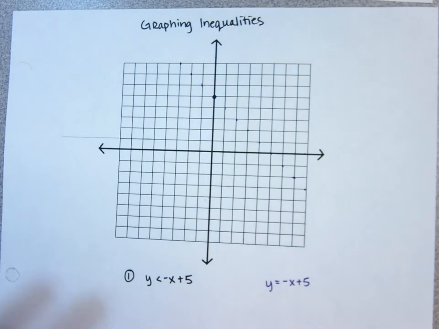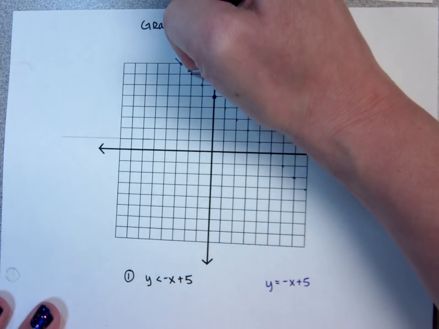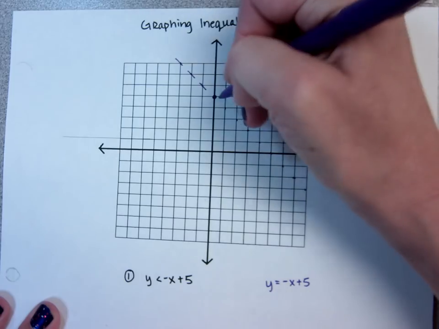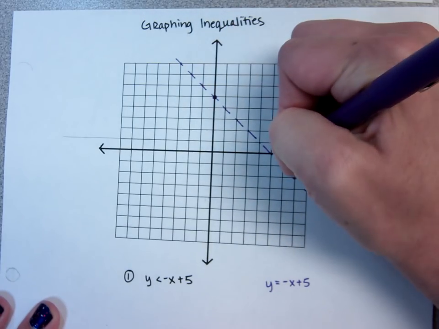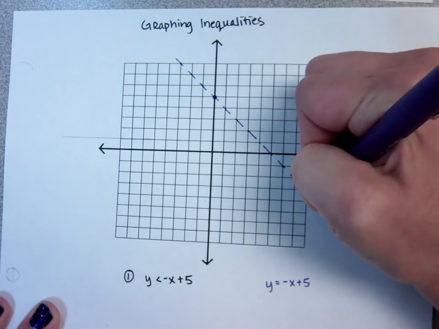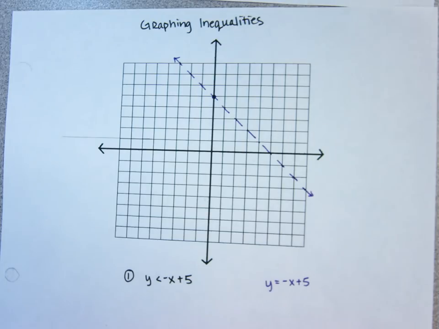Okay, now before you actually draw in the line, you need to determine what kind of a line you need. Whenever you are dealing with a less than or a greater than, but not an equal to, meaning it doesn't include, then you are using a dashed line. Since we have a less than here, we're going to draw in a dashed line. First half of the problem done. Now we just need to figure out where we need to shade.